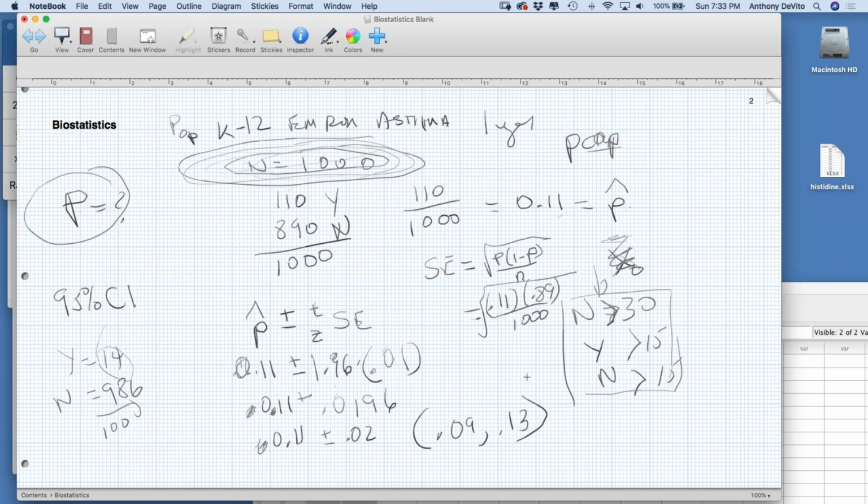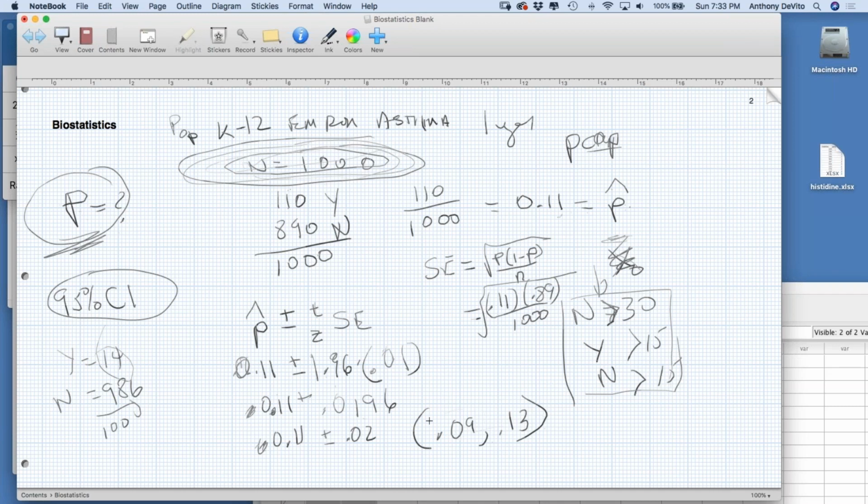What does this tell us? This tells us that we're 95% confident, based on the sample size, based on these results, that the true population proportion is between 9% and 13%. When you do it, it might be 0.91 to 1.31 or something like that. But keep an extra decimal place or two until the very end. You can round at the very end, most likely.